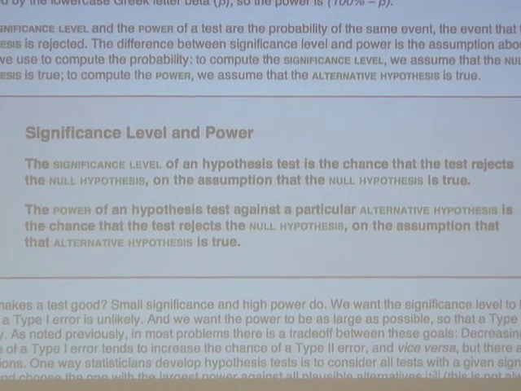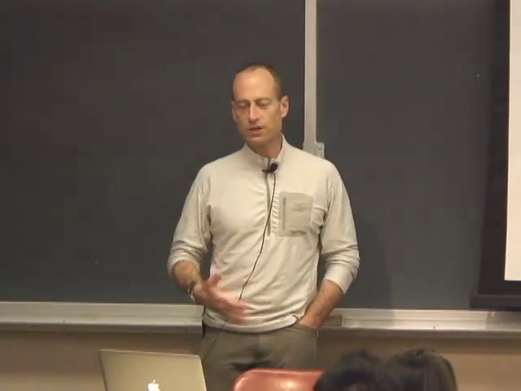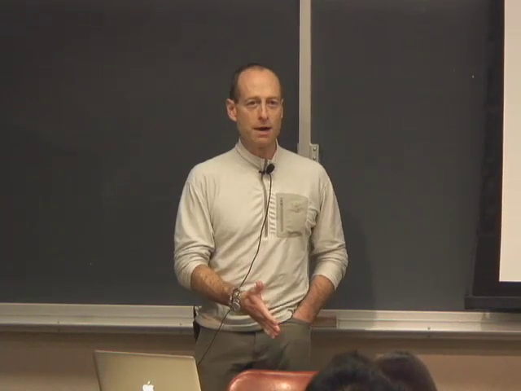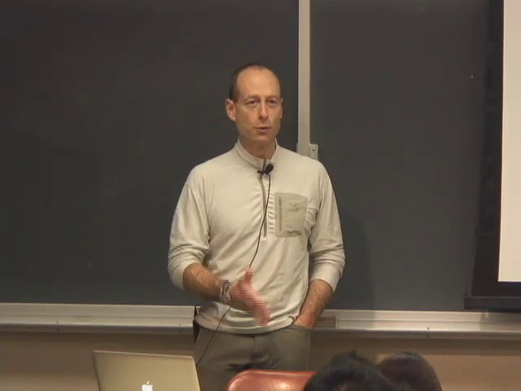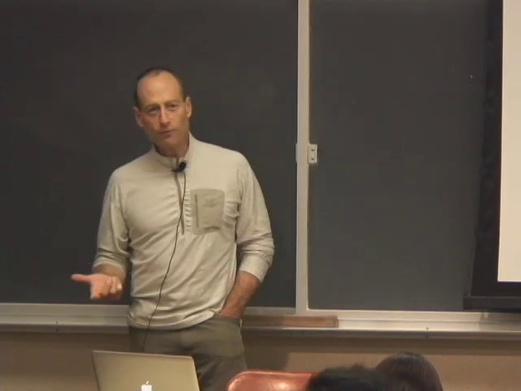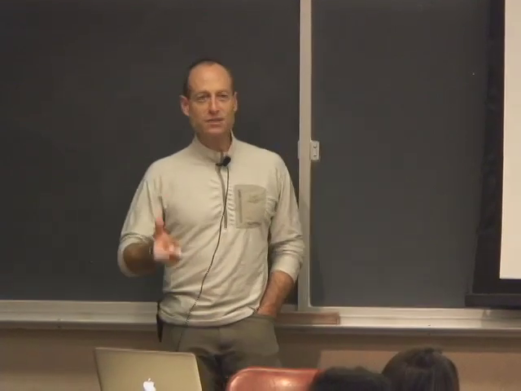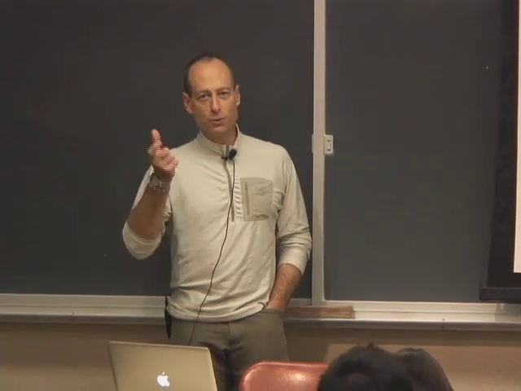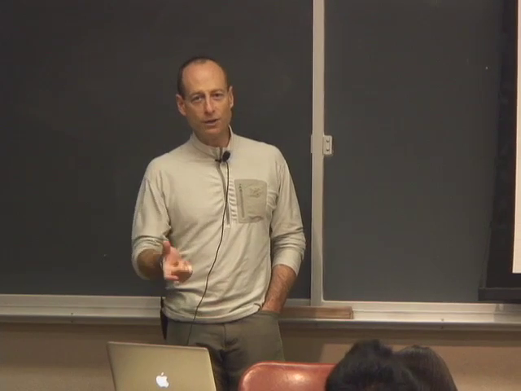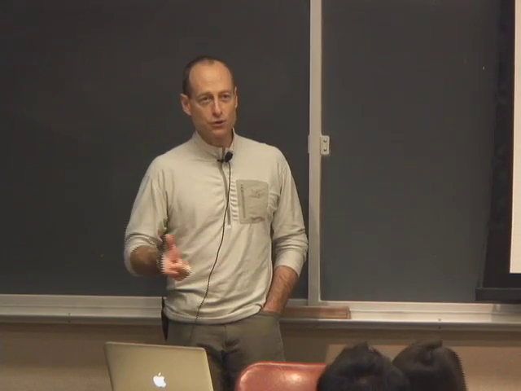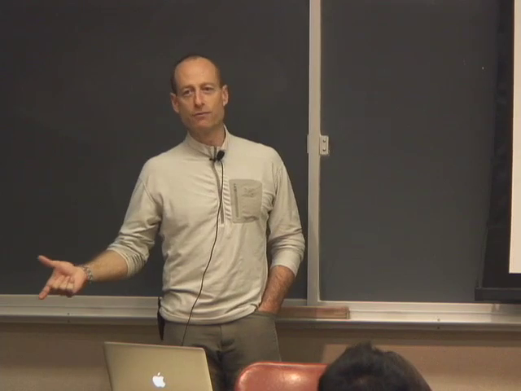All right, so the significance level of a test is the chance that it erroneously rejects the null hypothesis. So assume the null is true. What's the chance that the test rejects it, even though it's true? The power of a hypothesis test is the probability of exactly the same event, but under a different set of assumptions. The power is the chance that you reject the null hypothesis, but not when the null is true, when a particular alternative is true.